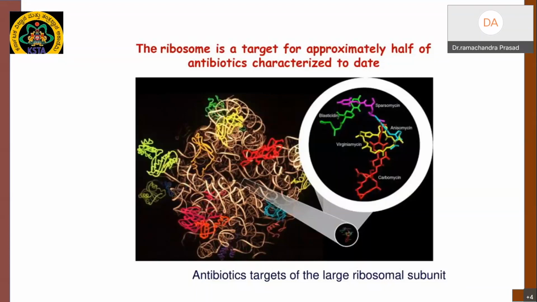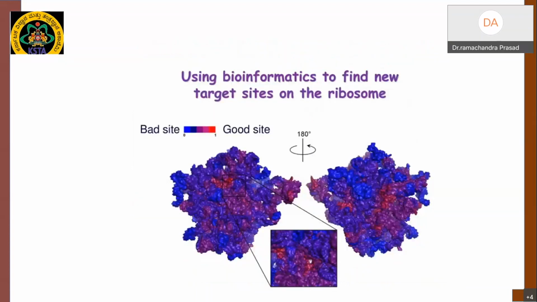Some of the tools are publicly available to do these simulations, and also commercially available for better understanding. So what exactly do they do? Here there are two sites. One is a bad site, one is a good site. So where exactly does it have to bind?